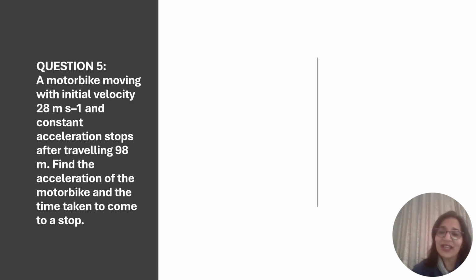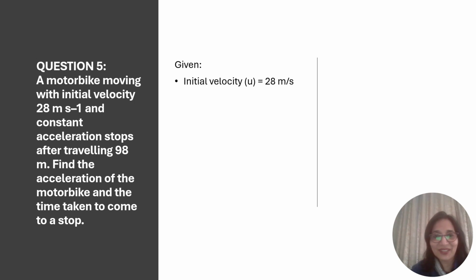Question number 5. A motorbike moving with initial velocity 28 meters per second and constant acceleration stops after traveling 98 meters. Find the acceleration of the motorbike and the time taken to come to a stop. So what is the first thing you have to remember? Write what is given. What is the initial velocity here? It is 28 meters per second, which is mentioned. What is the final velocity? Final velocity is 0 meter per second.